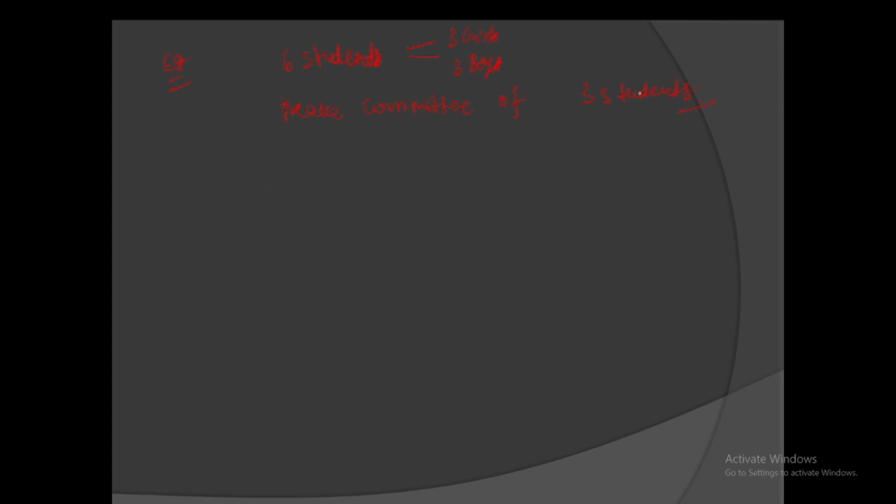Just see. We need 3 students in our committee. So the three students can be either 3 girls and 0 boys, or 3 boys and 0 girls, or 2 boys and 1 girl, or 1 boy and 2 girls. Right? These are the 4 possible cases. I say cases because in each of them we will get some committees. So let's do it.